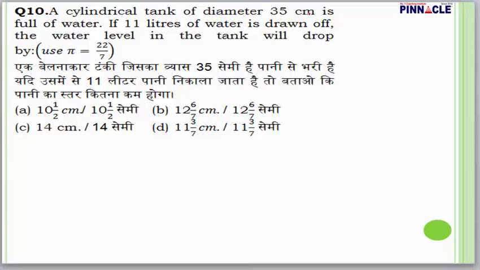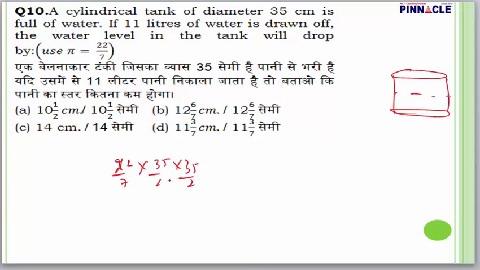A cylindrical tank of diameter 35 cm is full of water. If 11 liter of water is drawn off, the water level in the tank will drop by how much? This is 35 cm, full of water. Now the volume of cylinder is pi, that is 22 by 7, r square h, where r is 35 by 2, and h we have to find, and this is equal to 11 liter. 1 liter is 10 into 10 into 10 cubic centimeter, that is equal to 1000 cc, and from this you can find the value of h.